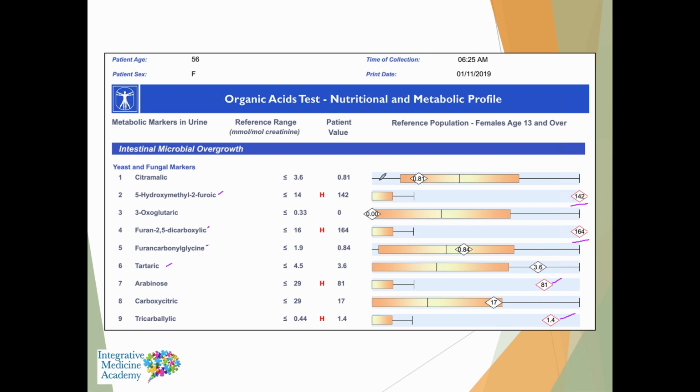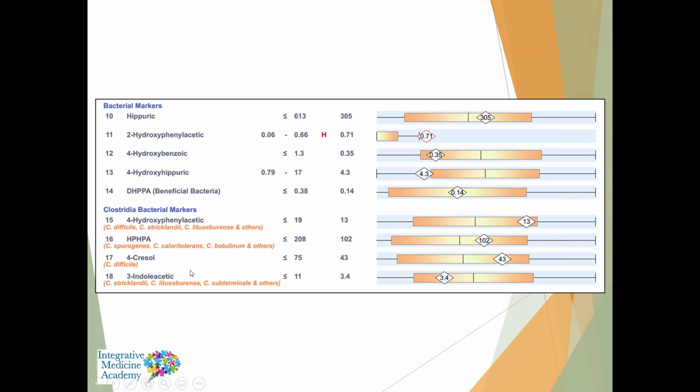So I know I've got mold exposure happening in this individual, and that's not uncommon. One of the tests I would be looking to do from Great Plains would be the mycotox profile. Not much to speak of under the bacterial or Clostridia markers. There's a slight elevation of 2-hydroxyphenylacetic, a non-specific bacterial marker, so there's a little bit of dysbiosis basically.